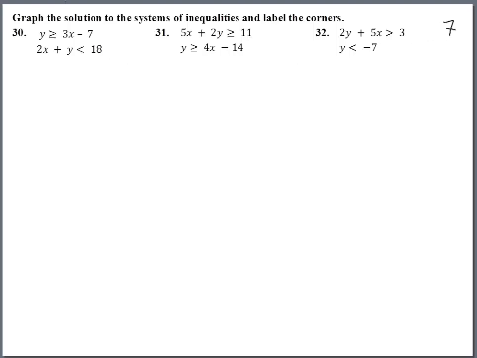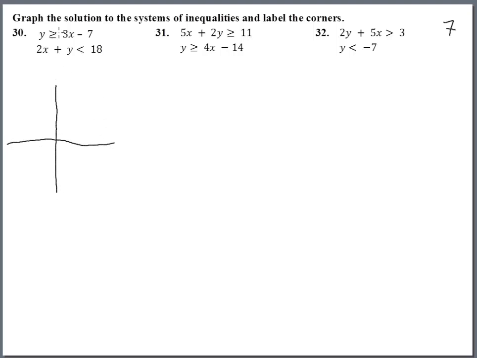Here we are on page 7, going to do answers 30, 31, and 32. We'll probably only do 3 of these problems at a time because there are actually 3 different problems hidden in here. So what we're going to do first is, it says graph the solution to the system of inequalities and label the corners. So we've got a graph that we're going to be doing.